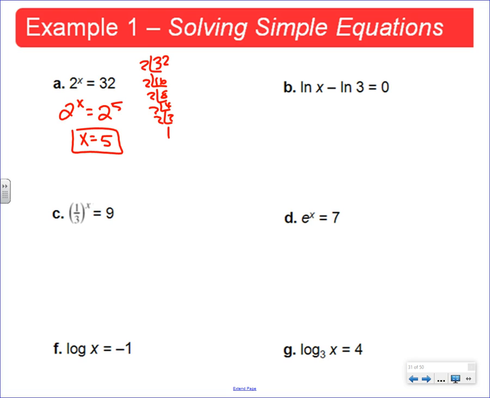Letter B. Colby, what do you think? Pass. Okay, how about Abby? How about other Ryan? Pass. How about Thomas? It's just 3, because 3 minus 3, minus 3 minus 3 is 0. But who can show another way of getting there? Thomas is totally right. It is x equals 3.